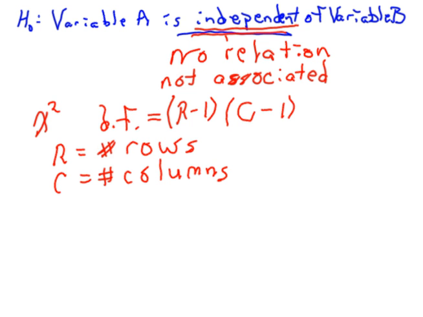And again, your test stat is a chi-square score: the observed minus expected, quantity squared, over the expected. So again, it's chi-square. It's got to be positive because you are adding up squares.